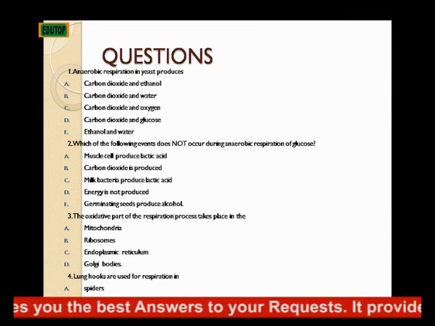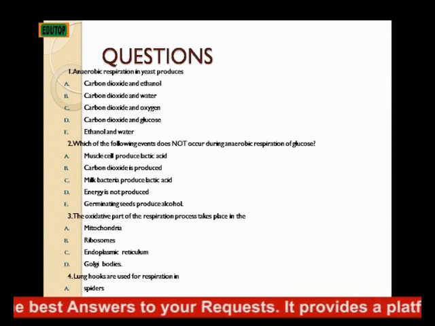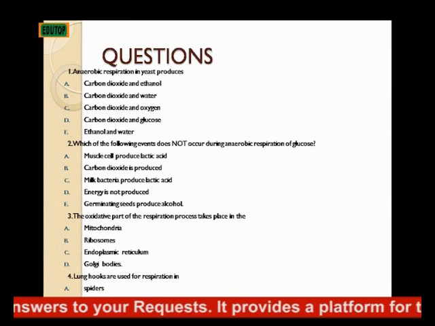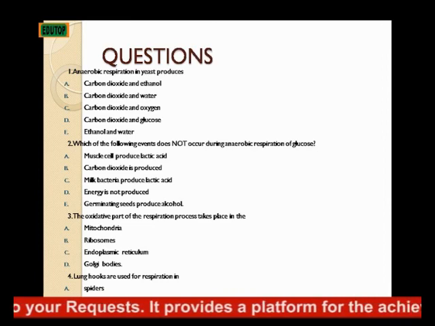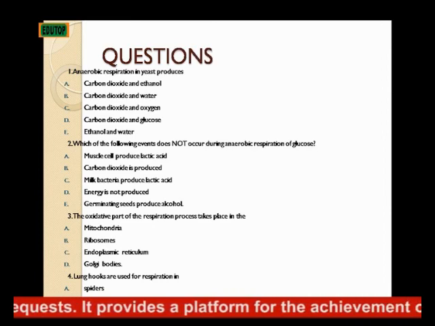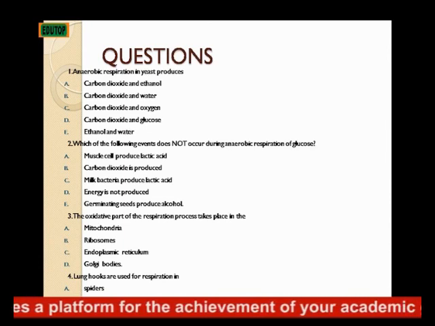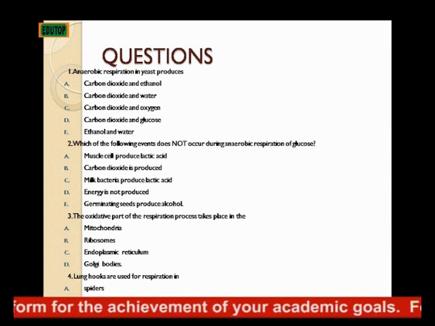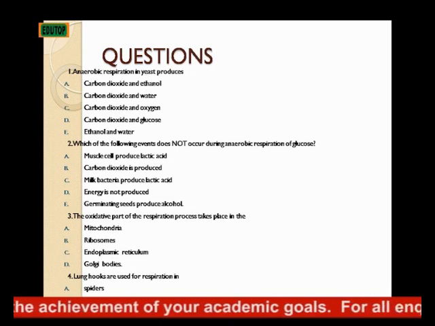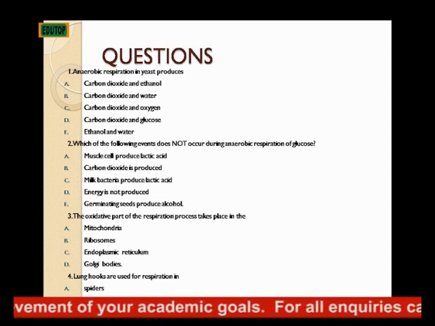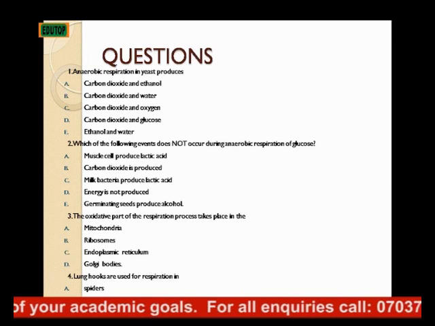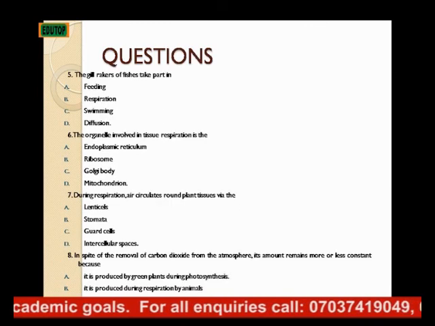Number 3, the oxidative part of the respiration process takes place in where? The oxidative part means the one with the oxygen, like the aerobic part of the respiration process. Is it in the mitochondria, in the ribosome, in the endoplasmic reticulum, or the Golgi body? Then number 4, lung books are used for respiration in dash: in spiders, in insects, in millipedes, in snails.